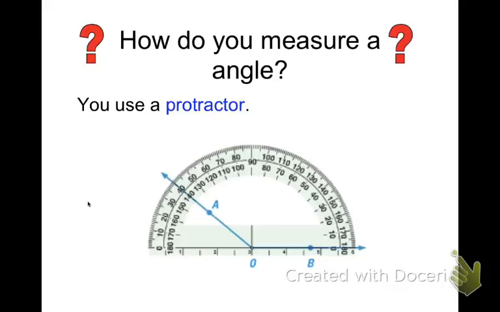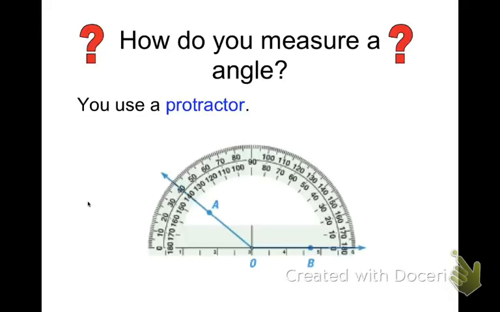So your initial ray should be the ray that stays stationary. If we think about this ray being the terminal ray, I could move that and it can turn into any type of degree that I want it to be. So you need to decide which one you want to make your initial, which one you want to make your terminal. Your initial ray should line up with that bottom line. And then notice you've got two rows of numbers. They start from 0, they go to 180 degrees, and then it goes from 180 degrees to 0. So that means when you look at where your terminal ray is moving, you've got two options.